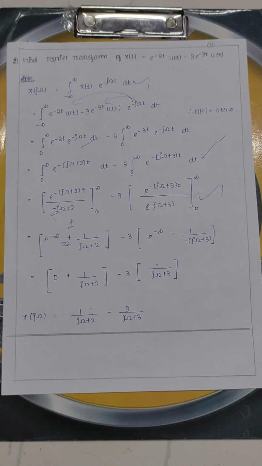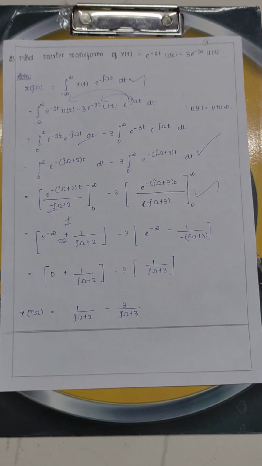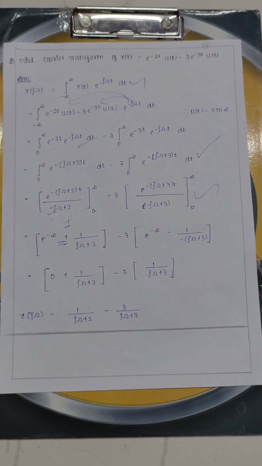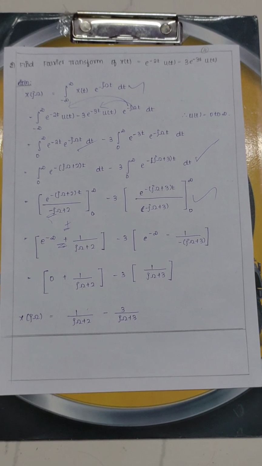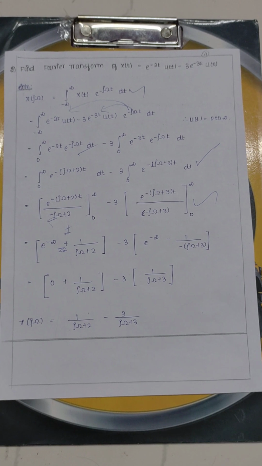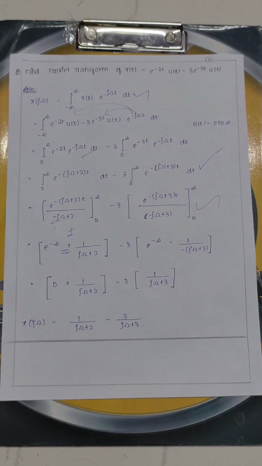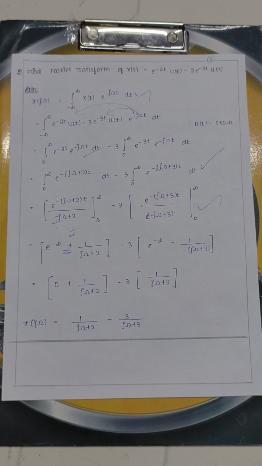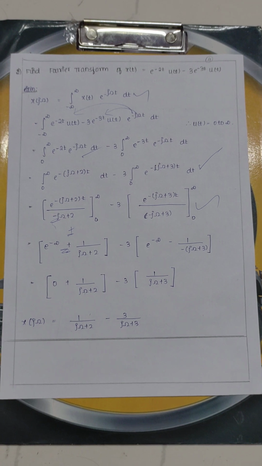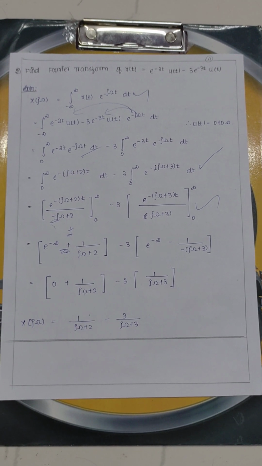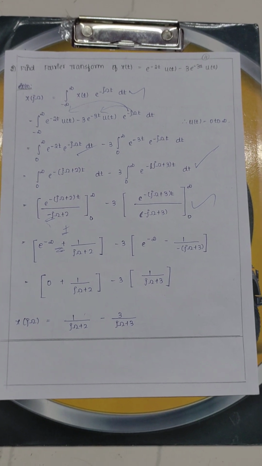Minus 3 into the second term. The whole term substituted gives e power minus infinity minus the lower limit, so e power 0, value 1, divided by j omega plus 3. Next step, this becomes 0 plus 1 divided by j omega plus 2, minus 3 into 0 plus 1 divided by j omega plus 3. Therefore the final answer is x of j omega equal to 1 divided by j omega plus 2 minus 3 divided by j omega plus 3.